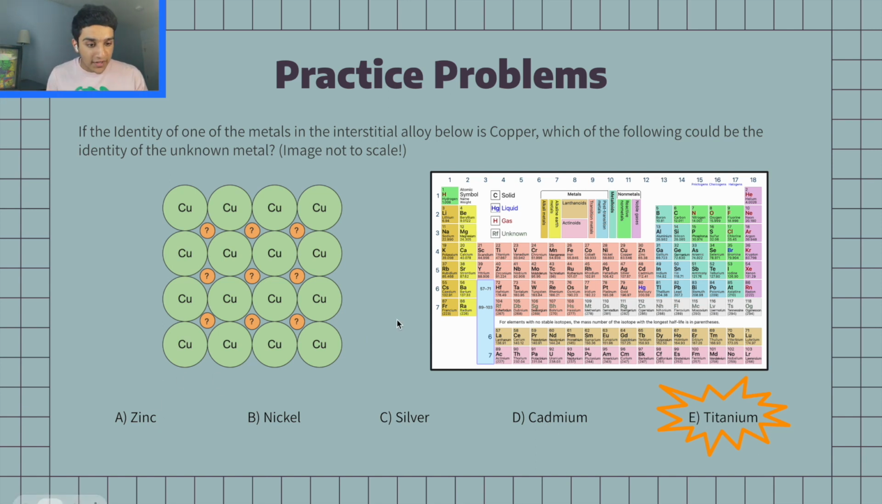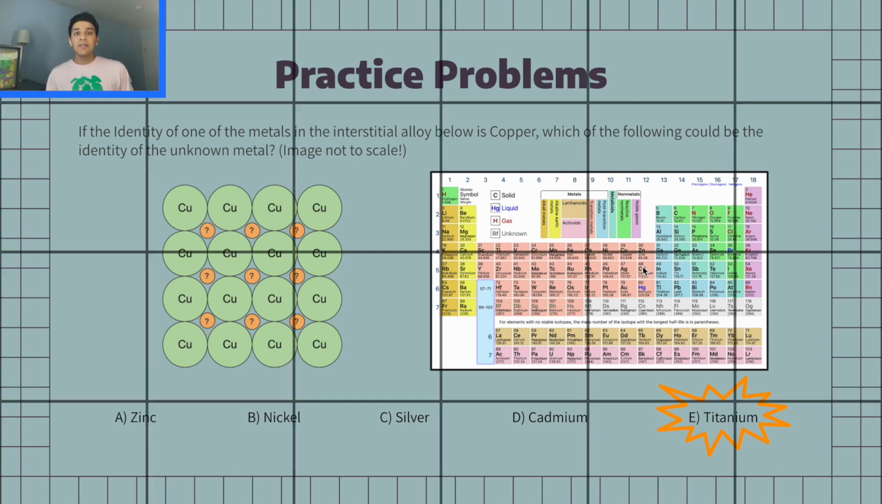First up, we have zinc. Zinc is right over here, on the right of copper, sorry. Therefore, zinc has a larger atomic radius than copper, which is not something we're looking for. Then we have nickel and silver. Nickel is on the left of copper, right? But it is still quite close to copper in terms of atomic radius. Silver, on the other hand, has a way larger atomic radius than copper, and cadmium also has a way larger atomic radius. So in the end, titanium is the best choice for us to pick.